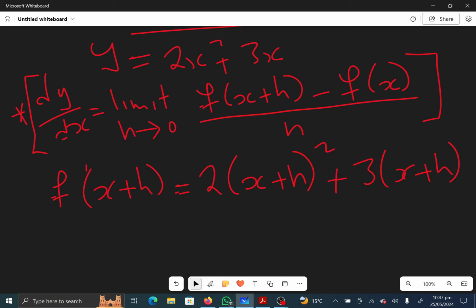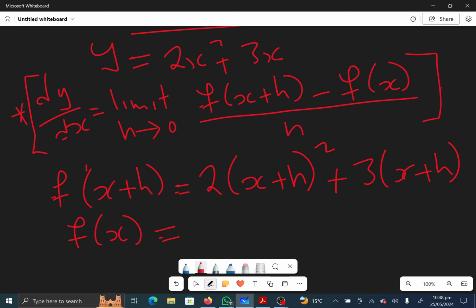Then we have to find the function of x, which is here in the formula, which is f of x. So the function of x is the equation which we have been given here.